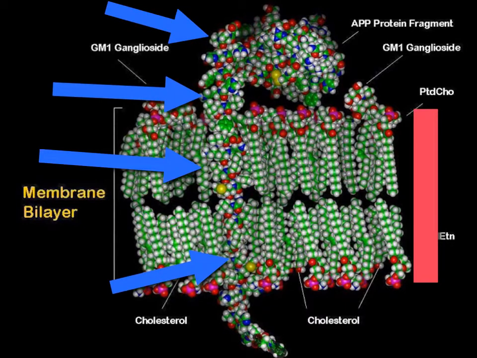Therefore, alterations in the structure and molecular dynamics of the membrane lipids will alter the dynamics, structure, and physiological function of the membrane protein. Such alterations have been implicated in neurodegenerative disorders like Alzheimer's and schizophrenia.